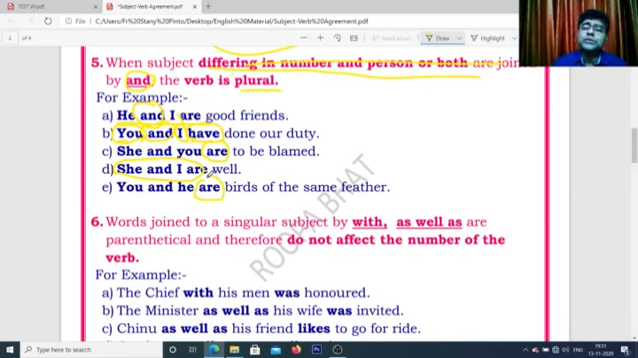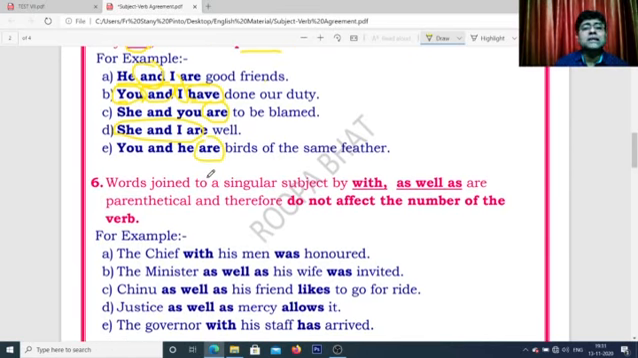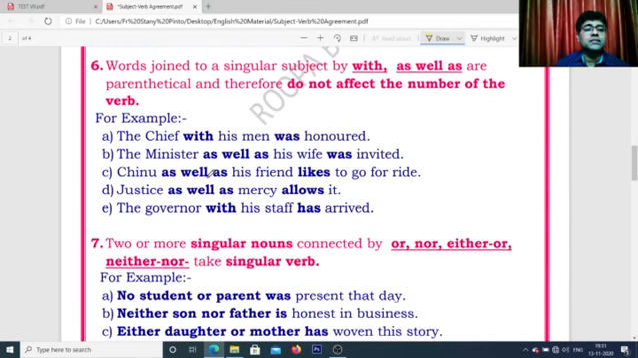Now what I want you to do is read the newspapers, read the magazines, and see the sentence construction. Then we really come to know more about it. Otherwise, it is a little difficult to understand these small grammar things. Okay, next.